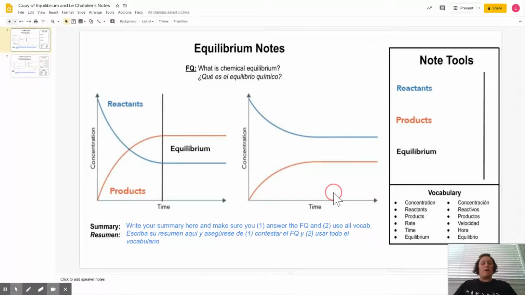So over here, in this second graph, I want you to pause the video. And when you pause the video, you're going to label where the reactants are, where the products are, and at what point this graph reaches equilibrium. Meaning, where do we see no more changing in concentration? Okay, those lines become horizontal and flat. So go ahead and pause the video now and give yourself a few minutes to move these note tools over.